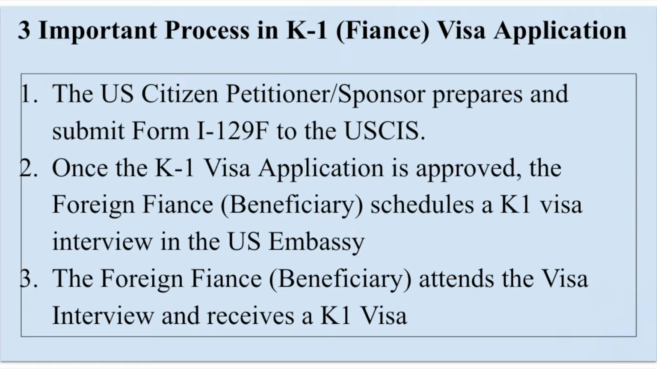3 important processes in K-1 or Fiancé visa application. Number 1, the U.S. citizen petitioner or sponsor prepares and submits Form I-129F to the USCIS. Number 2, once the K-1 visa application is approved, the foreign fiancé, also known as the beneficiary, schedules a K-1 visa interview in the U.S. Embassy or Consulate. Number 3, the foreign fiancé or beneficiary attends the visa interview and receives a K-1 visa.